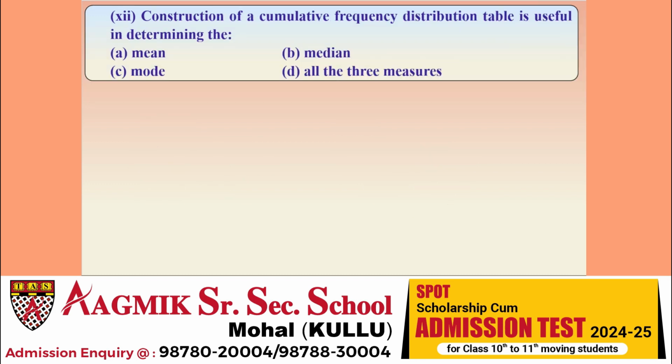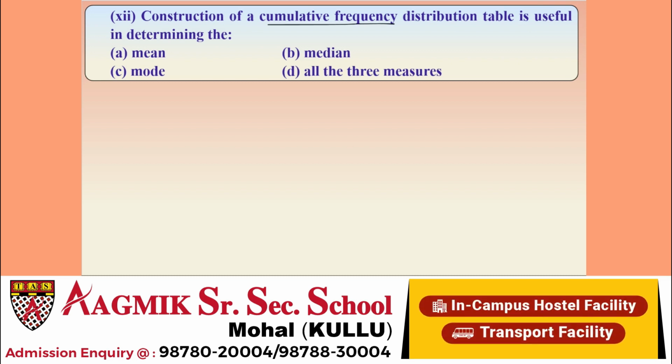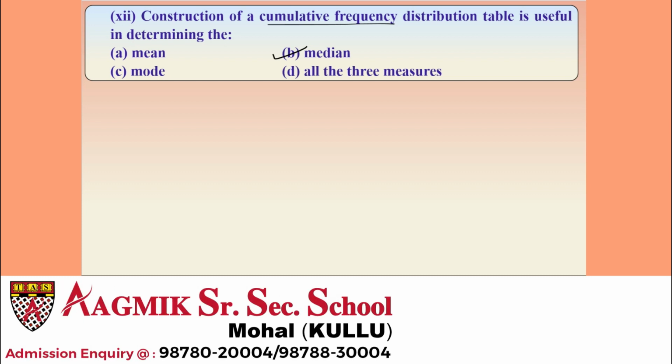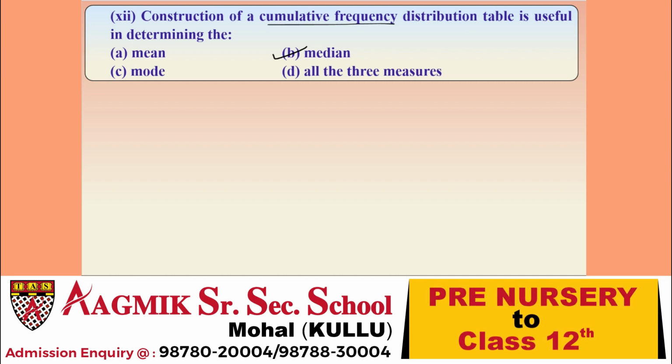Moving on, 12th part, the construction of a cumulative frequency distribution table is useful in determining what? In median, because in median, in the formula we use cumulative frequency and also to find the median class.